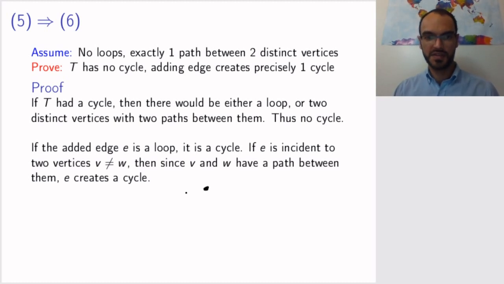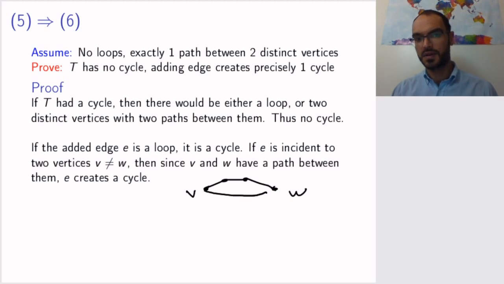So the situation is this: we have V and W. We assume that there is one path between them, something like this. And now if we add an edge, you see that we're creating a cycle. So we have proved that adding an edge, whether it's a loop or not, creates a cycle. It creates at least one cycle.